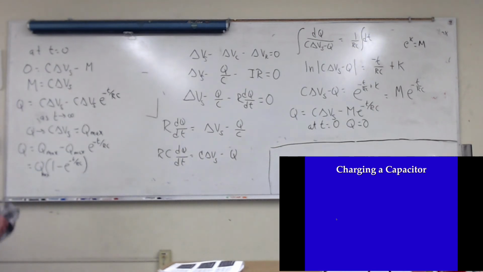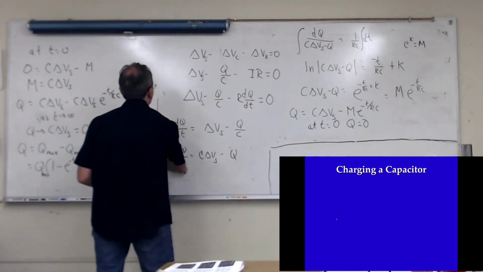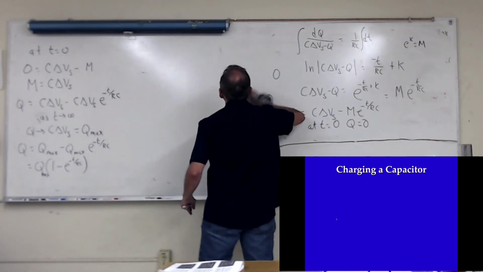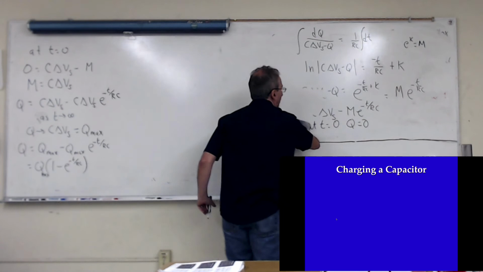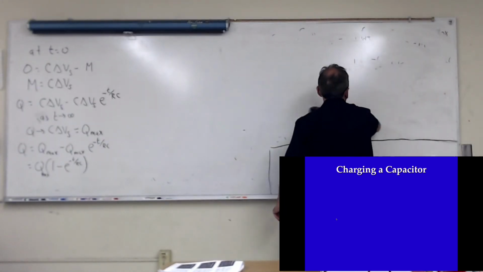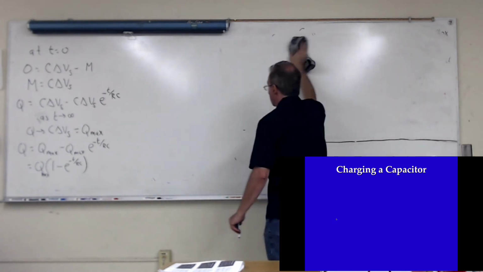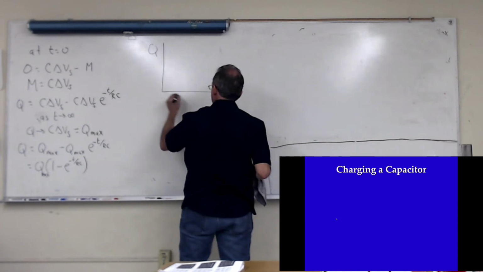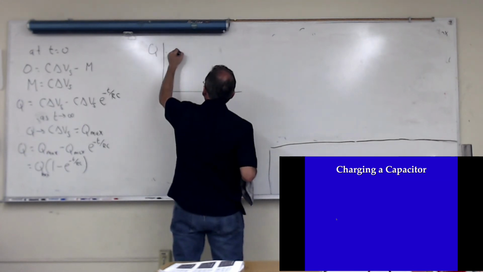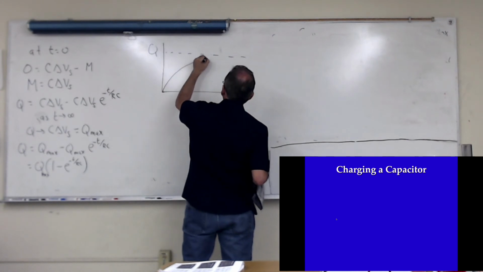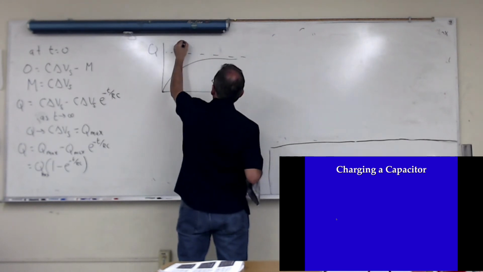What does the graph look like if I plot Q as a function of time? Well, it starts at 0, and it increases exponentially up to Q max.